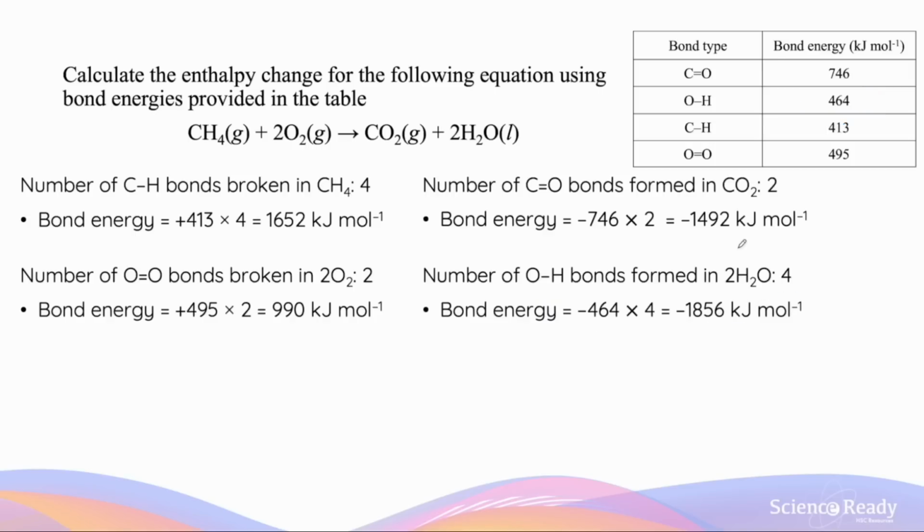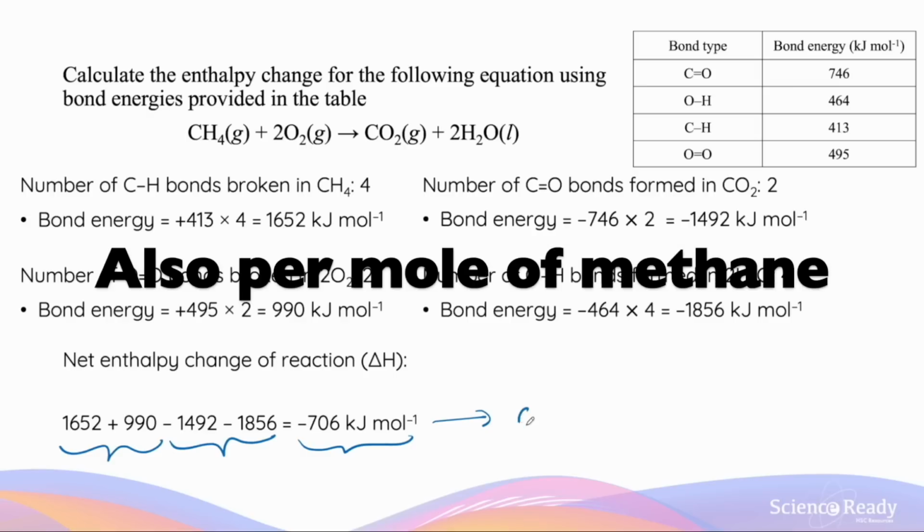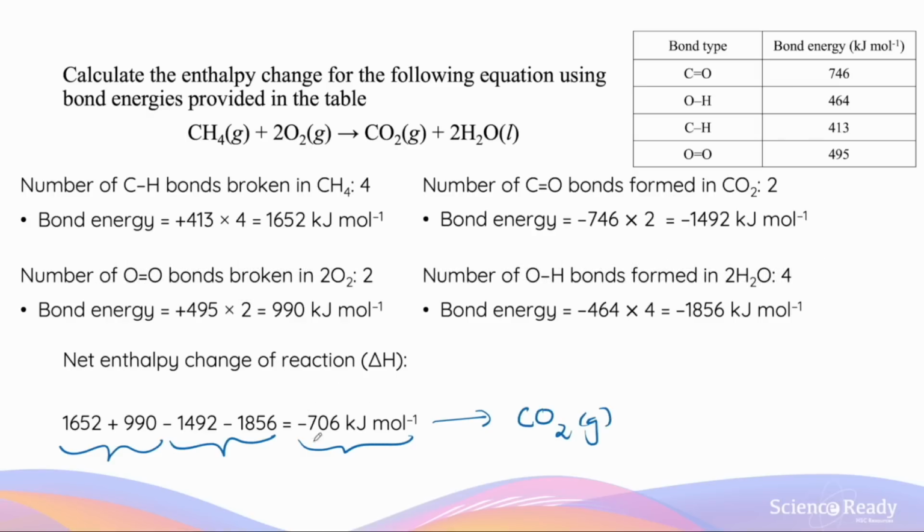Let's combine these results together. The net enthalpy change of the reaction is therefore the energy that's absorbed during breaking of the reactant molecules, plus the negative values which represent the energy released during the formation of the products, which gives minus 706 kilojoules per mole. This refers to per mole of carbon dioxide being formed. So this is already the molar enthalpy of the combustion of methane.